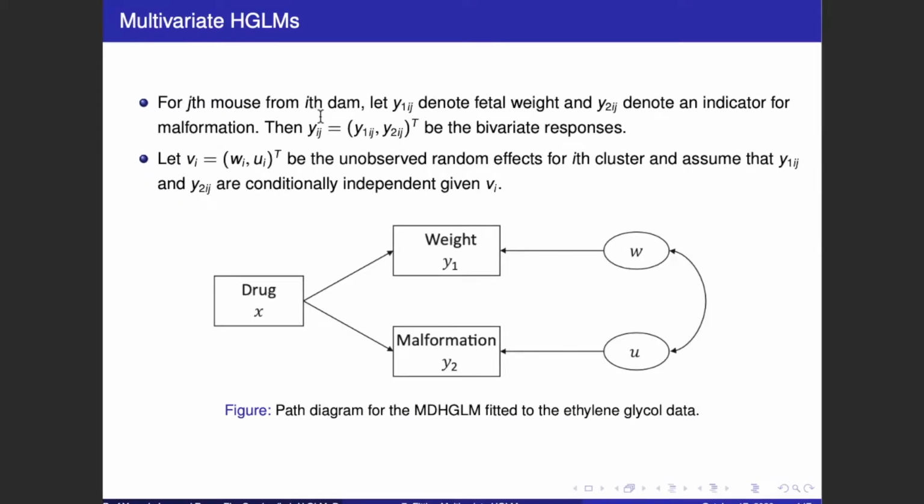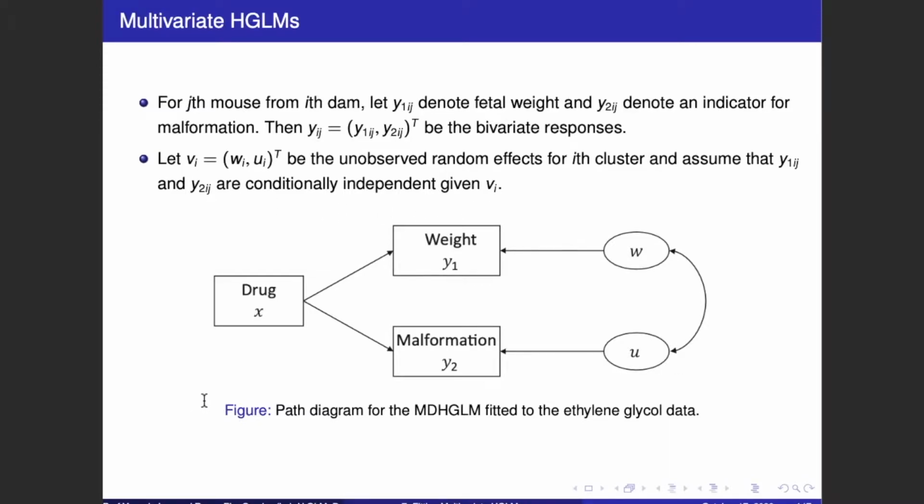For each mouse from each dam, let Y1ig denote fetal weight and Y2ig denote an indicator for malformations. Then we can write Yig, which is (Y1ig, Y2ig) transpose, as the bivariate response. Let Vi be (Wi, Ui) transpose, the unobserved random effects for each cluster, and assume that Y1ig and Y2ig are conditionally independent given Vi.